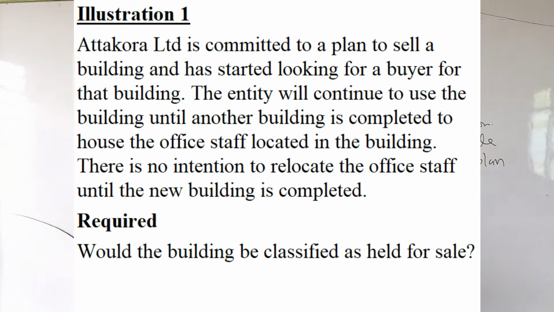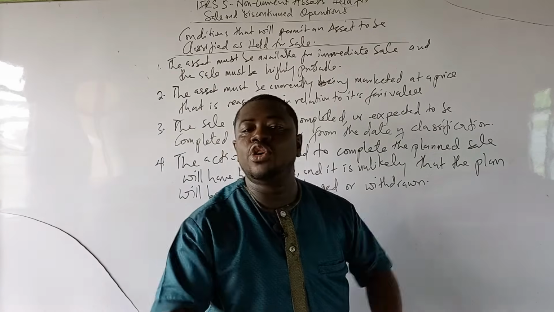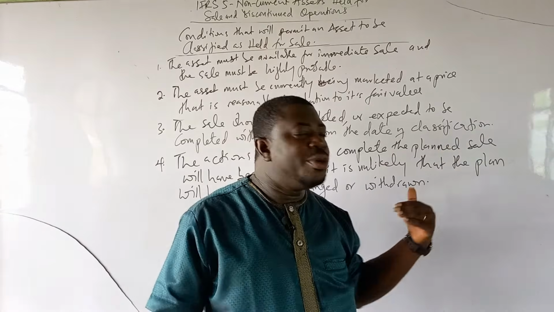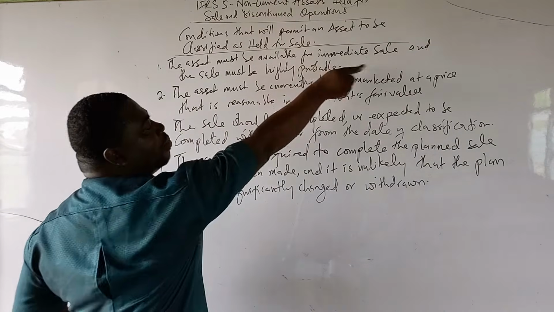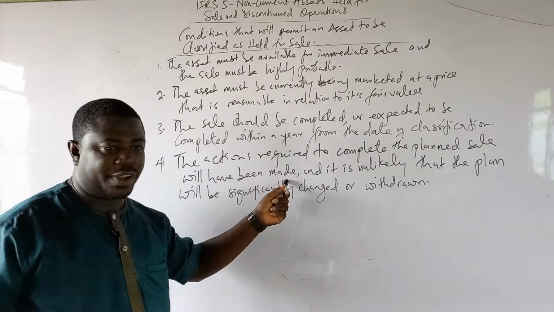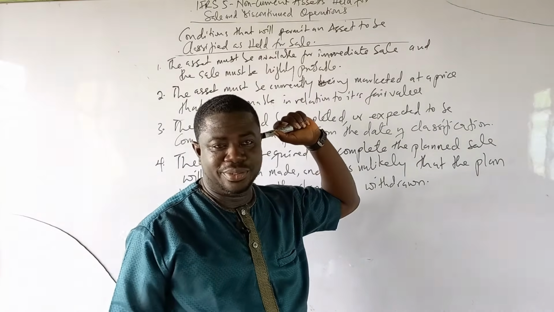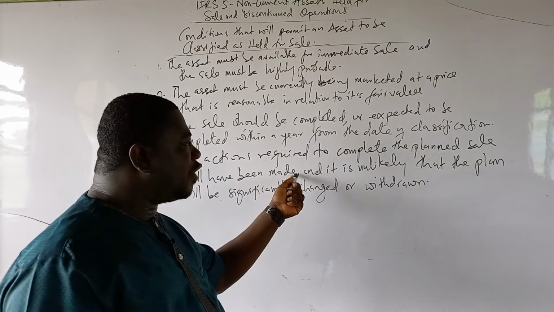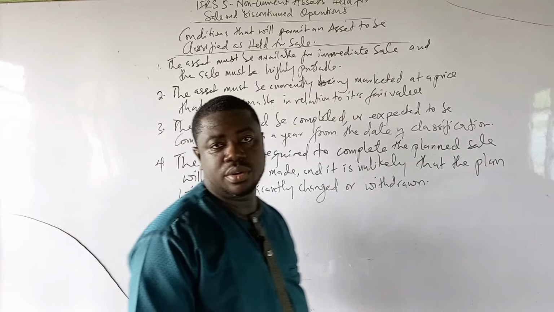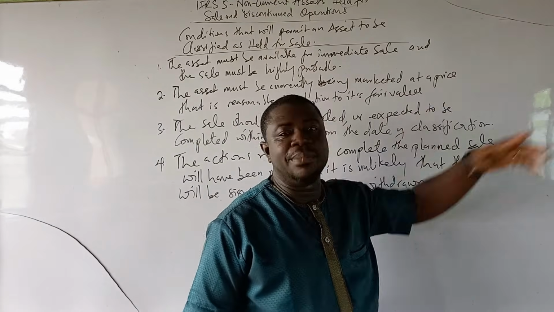This is where the problem comes. You have started looking for a buyer, but the question says they will continue using the building until they have completed another project. So it means that the asset is not available for immediate sale. It violates the first principle, even though the 4th principle is satisfied. But because it violates 1, it cannot be classified as held for sale. Because you have started looking for a buyer, but the building is not immediately available. It means that if a buyer should come now, they are not going to sell the asset. They will tell the buyer to wait until they finish the other building and move out their staff.